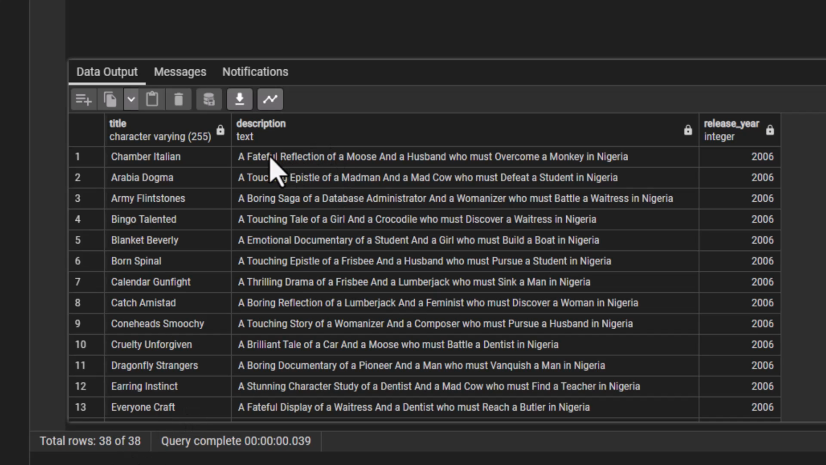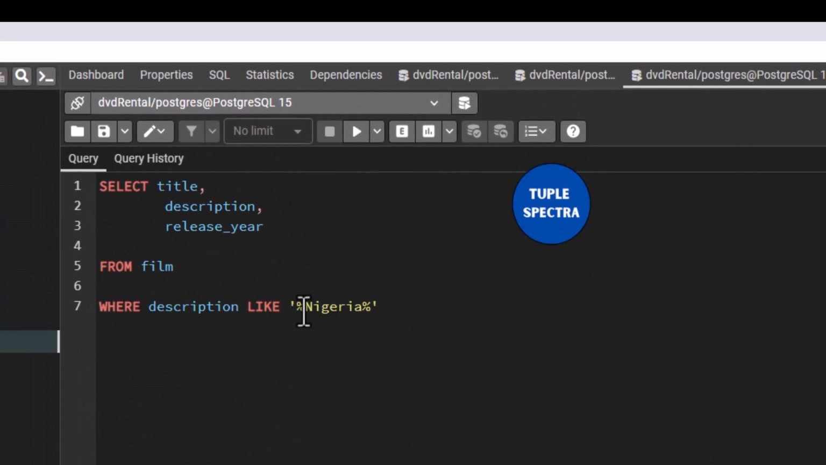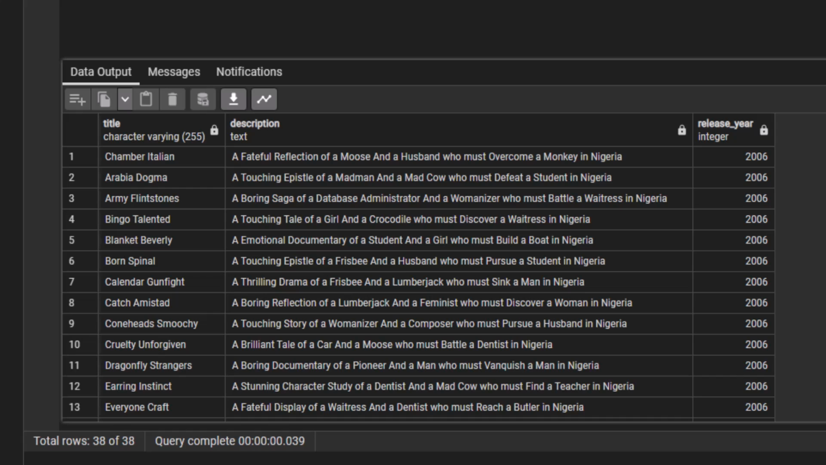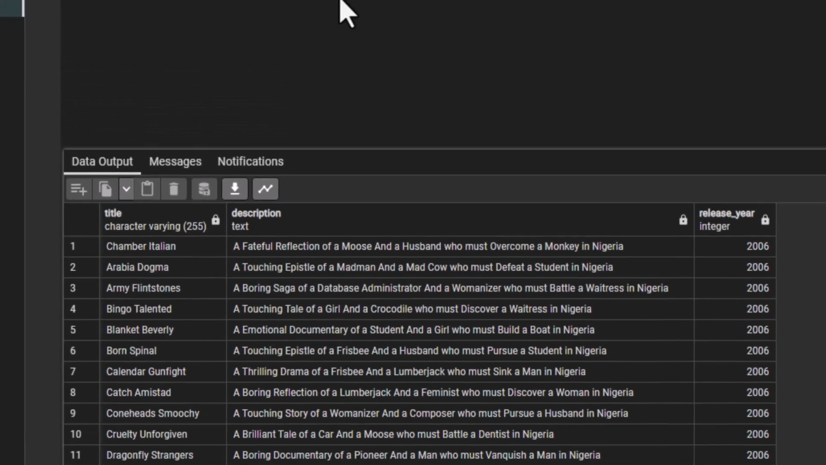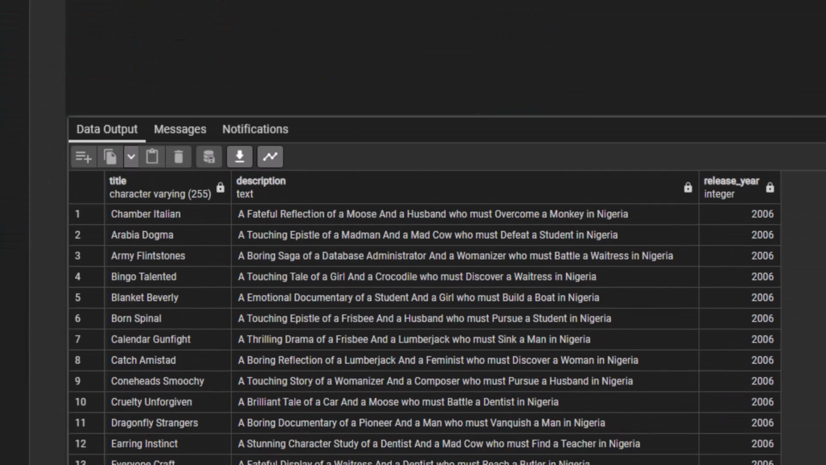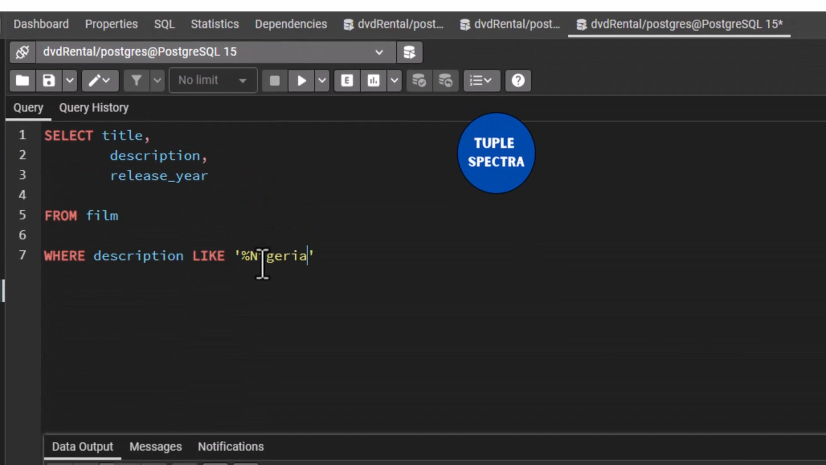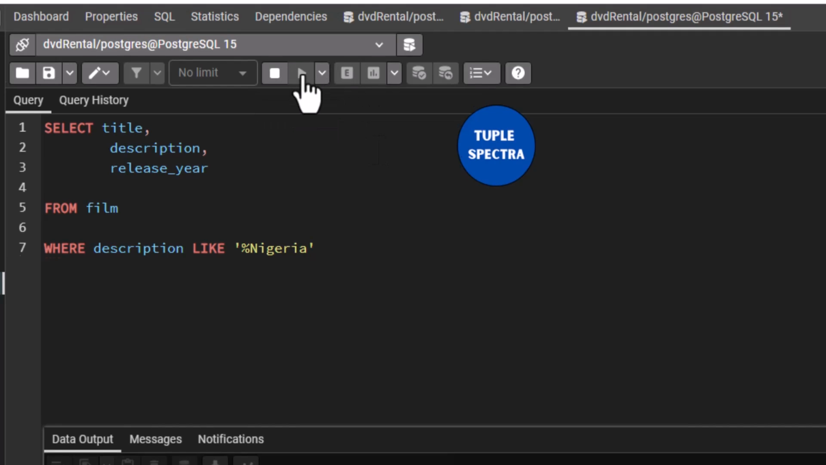If you look at this description, it has Nigeria right there as the last word. This works because we are saying to have one or more characters before Nigeria or one or more characters after Nigeria. Even though right here we don't have any characters after Nigeria, we have one or more characters before Nigeria. What about if we take this away? Remember that we have 38 rows. Let us run it if we also take out that percentage and see if we still get the same 38 rows.